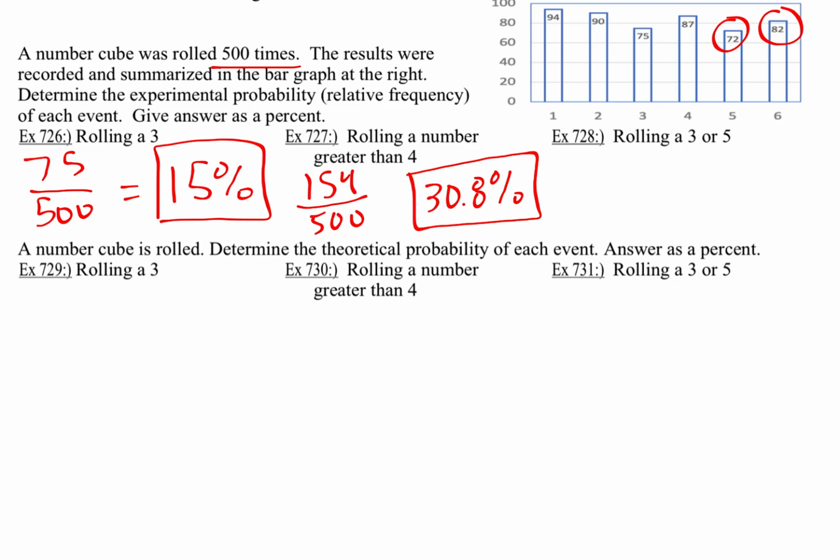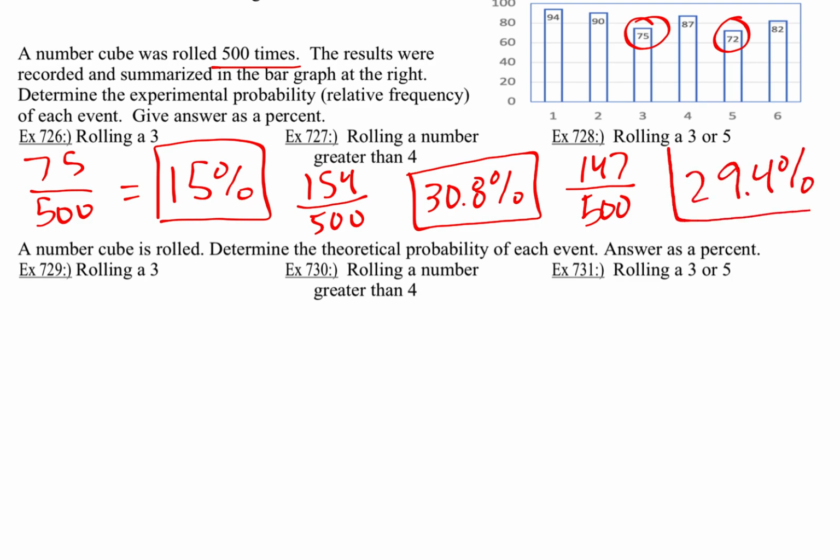Okay, rolling a 3 or a 5. Now 3 or 5 happened 75 or 72 times. 72 plus 75 is a total of 147 times out of the 500 times. This gives us a probability of 29.4%. Experimental probability, or relative frequency.